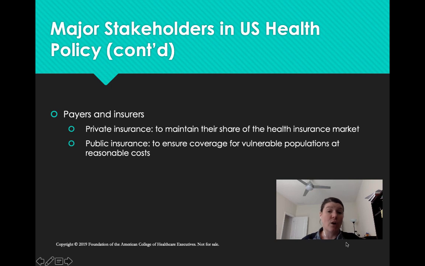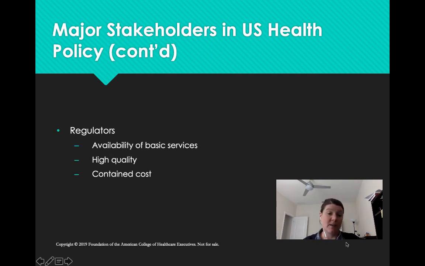Payers and insurers are also a key part of the stakeholders in health policy. Public insurance is governmental insurance, so something like Medicare or Medicaid. Private insurance is what the bulk of Americans have, which is typically group health insurance through their employer, or the exchange plans, what folks refer to as the Obamacare plans. So there's lots of different players, but they all are stakeholders in health policy overall.